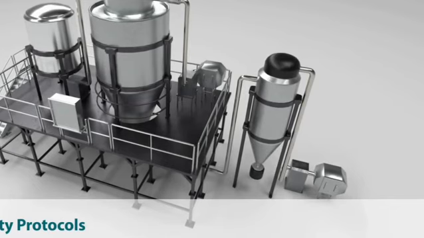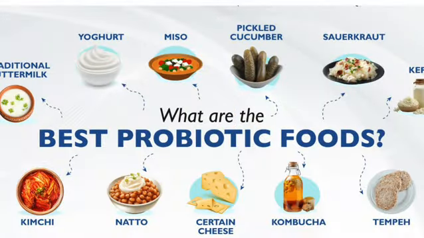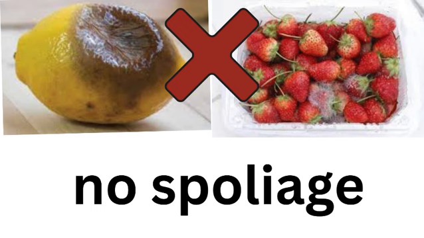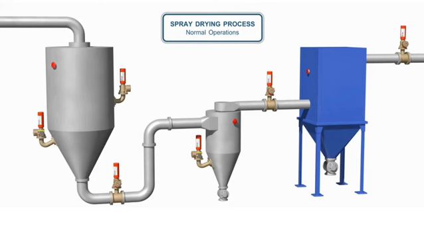Spray drying is also versatile, suitable for milk, fruit juices, eggs, spices, and even probiotic formulations. Powders are lightweight, convenient to package and transport, and reduce spoilage risk due to low water activity. Additionally, food scientists can control powder properties like particle size, density, and moisture content by adjusting drying parameters.